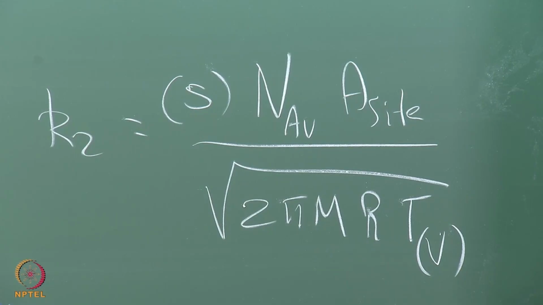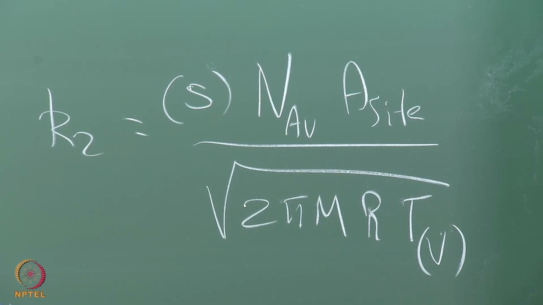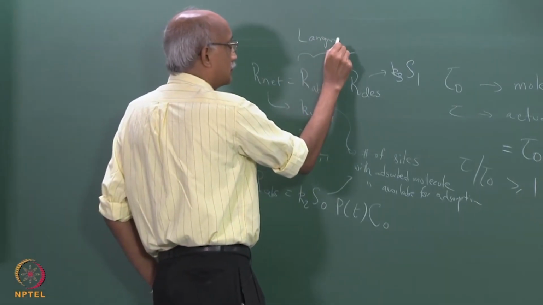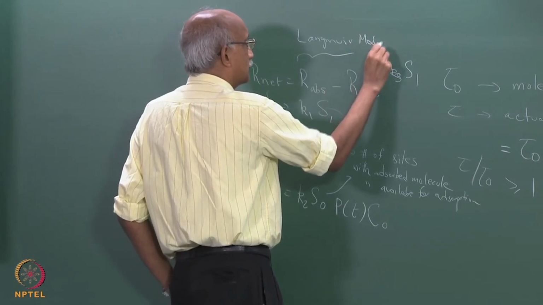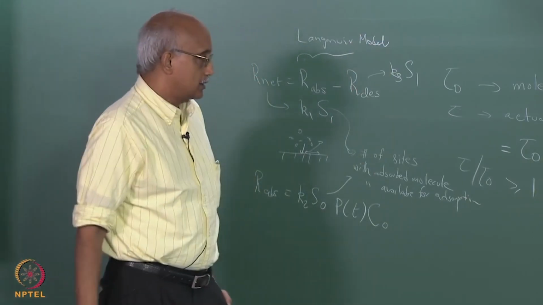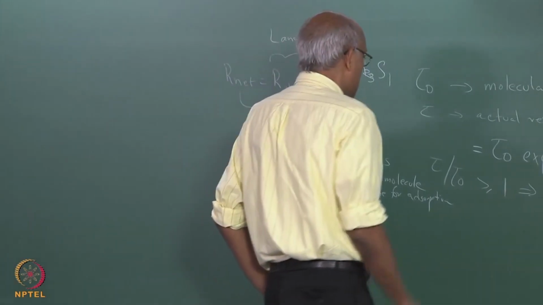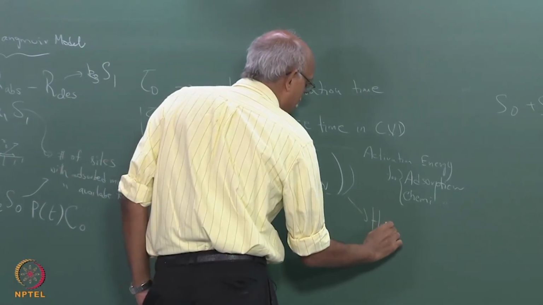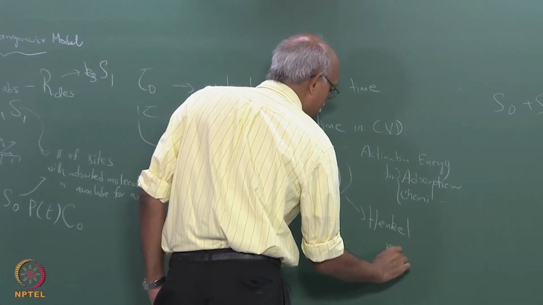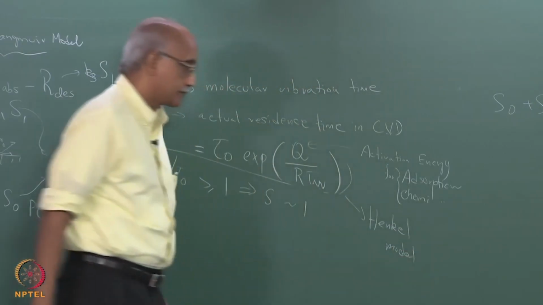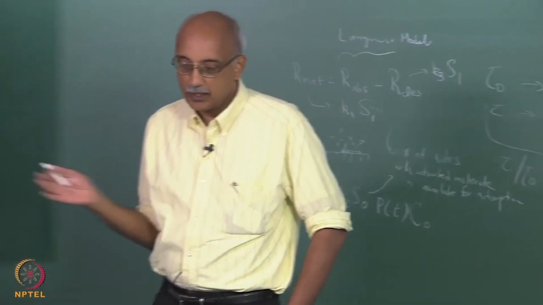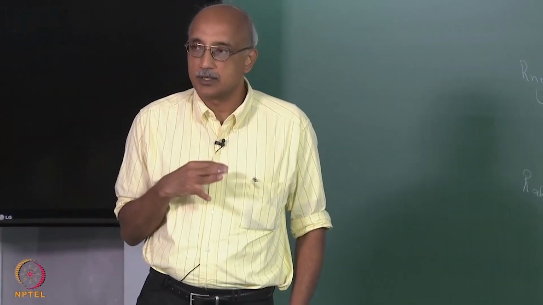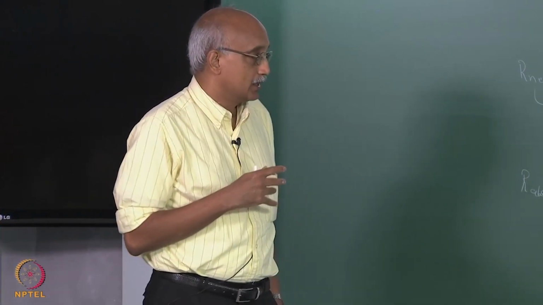By the way, this model is called the Langmuir model, and this expression for tau is called the Henkel model. And together they help us define the kinetics of thin film growth in the free molecular flow regime.